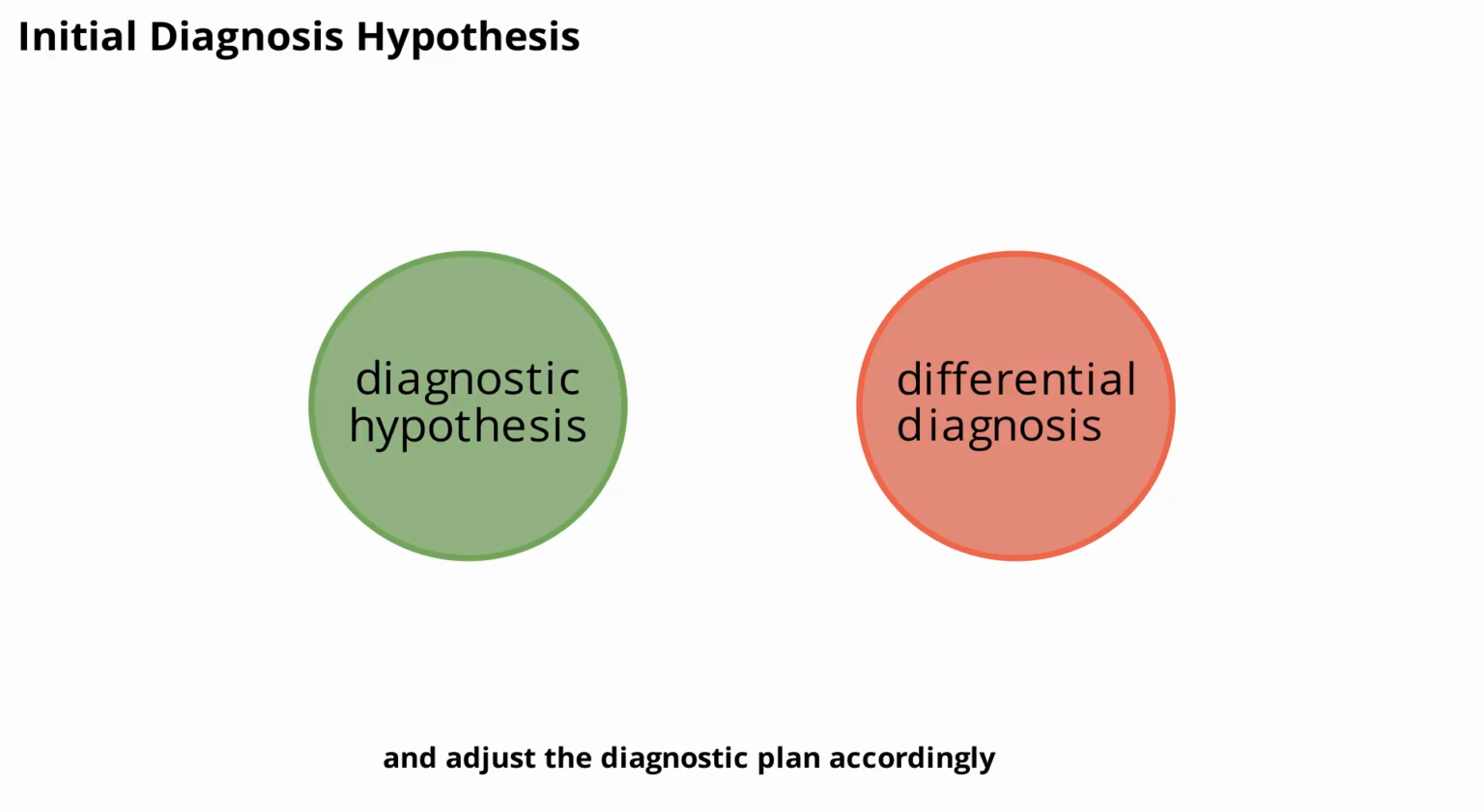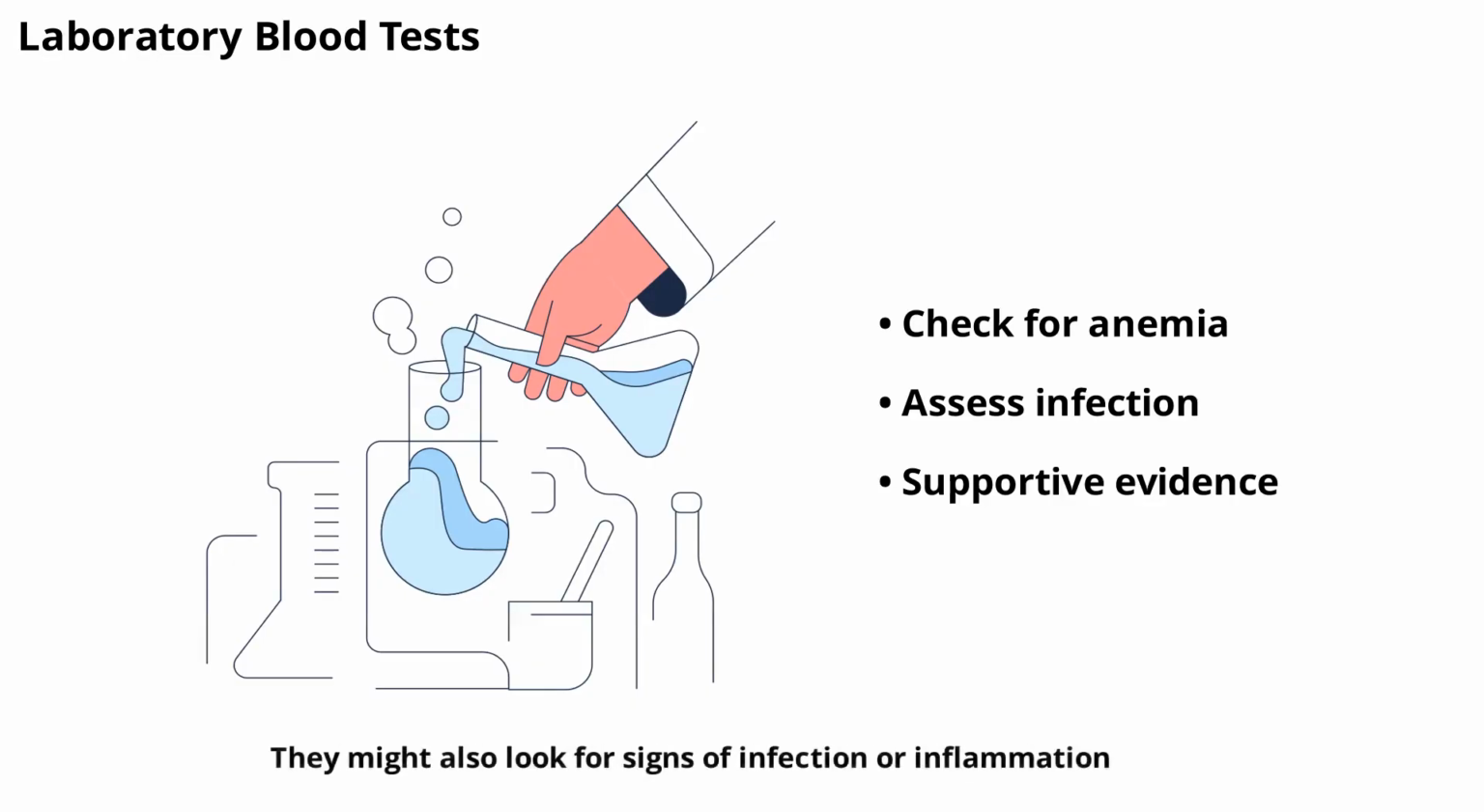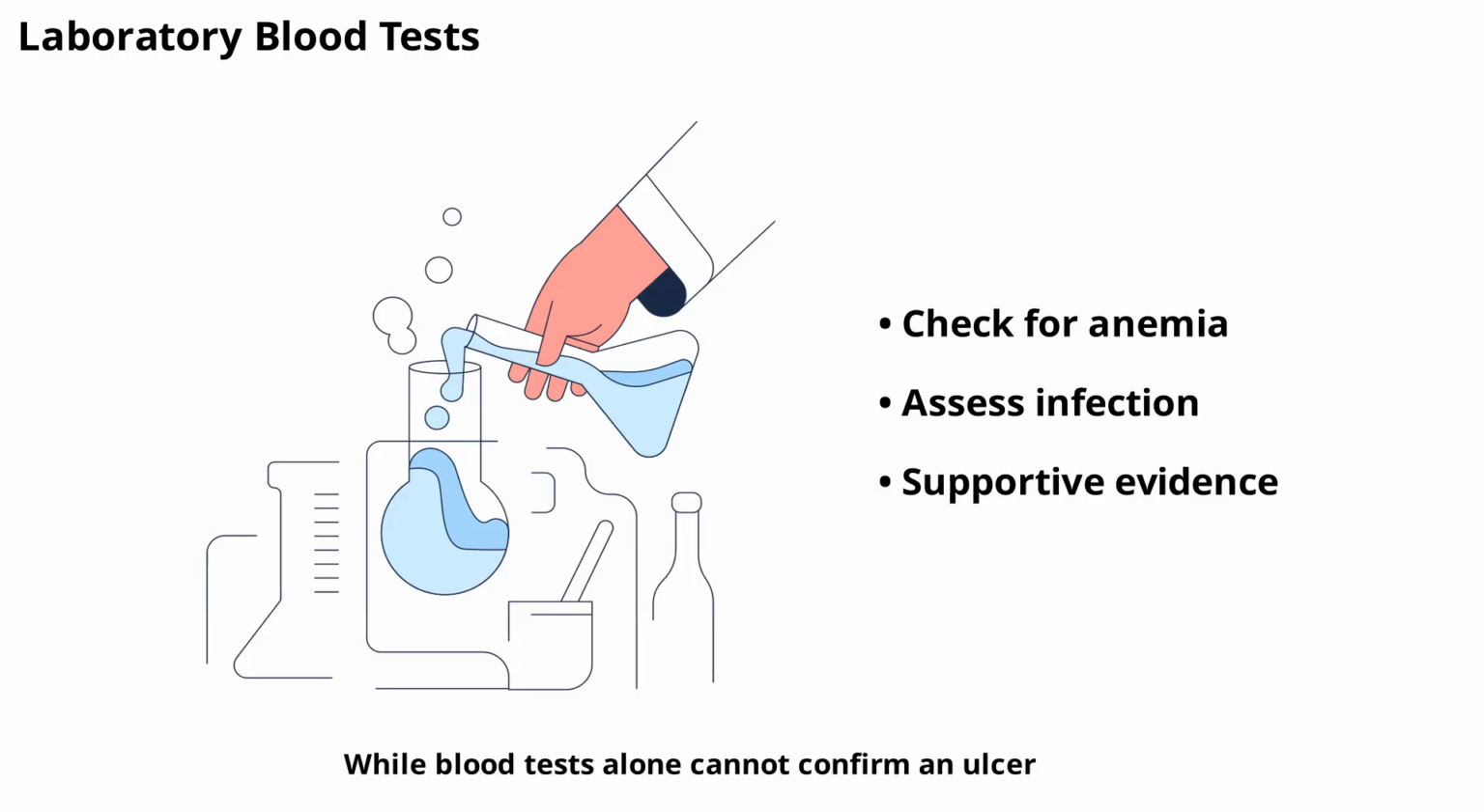If a peptic ulcer is suspected, doctors may order blood tests to check for anemia, which can result from chronic bleeding. They might also look for signs of infection or inflammation. While blood tests alone cannot confirm an ulcer, they provide valuable information about your overall health and help identify complications.